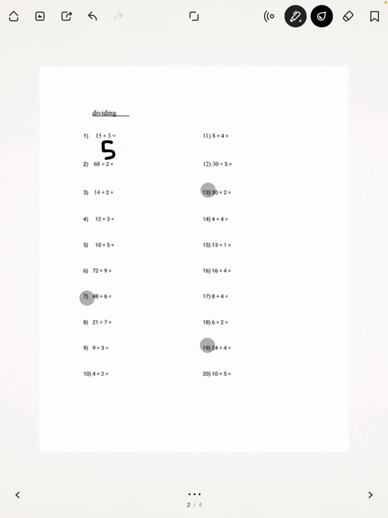48 divided by 6. 6 divided by 48. Trying to see if 6 could go into 4. It can't, and you do it to 48. 6 could go into 48 8 times. 6 times 8 is 48. Subtract it, 0. 48 divided by 6 is 8.